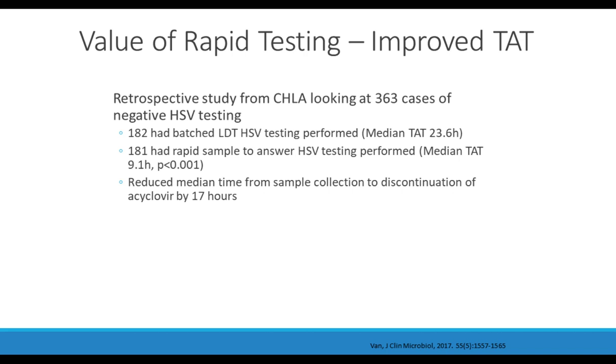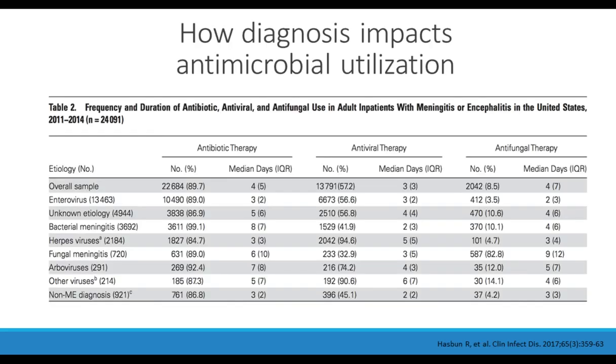If you have a test with good negative predictive value, you can do things like de-escalate antibiotics or discontinue antibiotics such as acyclovir. In the pre-period, where batched LDT HSV testing was performed and took a median of almost 24 hours, they were able to reduce that to 9 hours once they had a sample-to-answer HSV testing solution in place. So not only did they reduce the time for test result, they also reduced the time on acyclovir. In children and in adults, being able to reduce the amount of antimicrobial exposure is really one of the hallmarks of active stewardship and ways to help improve patient care.